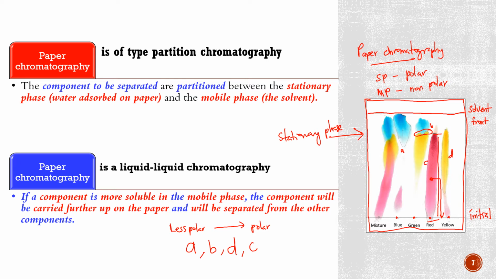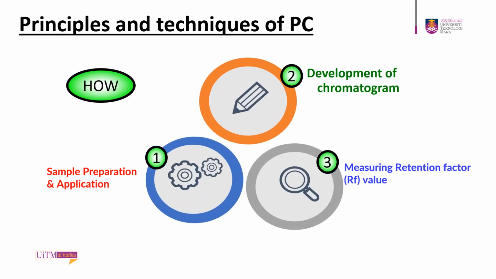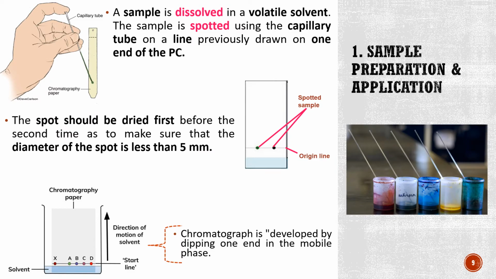Okay, you can see from this, this is the principle and technique of PC. First, what you should do is the development of the chromatogram. The first step is sample preparation and application, where the sample is dissolved in a volatile solvent. The sample is spotted using a capillary tube.